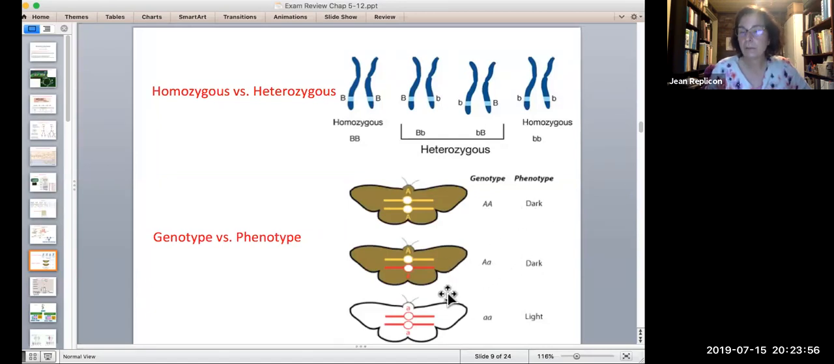One that you can tell the genotype of is if you have an organism that has recessive traits, because the only way that it would show is if it had 2 copies of it. So sometimes we can tell, but for dominant traits like the dark color in the moth, we can't just by looking.